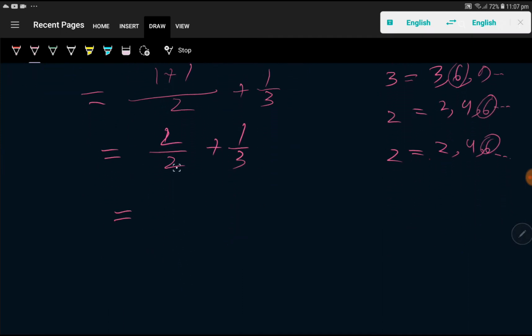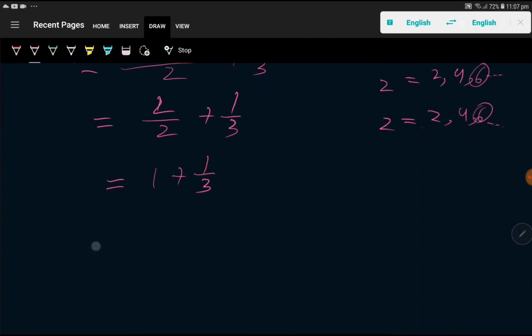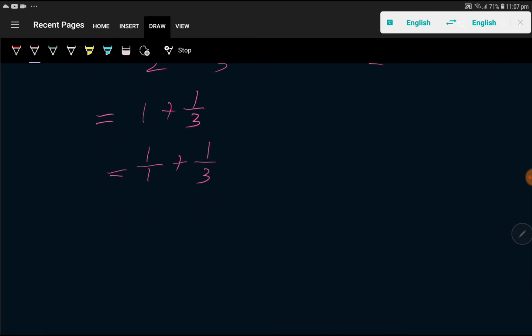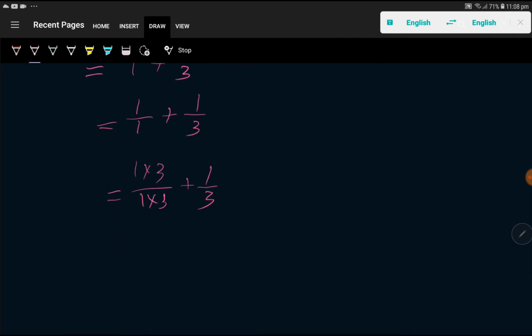So we are getting here, look, 1 plus 1/3, right? So to add these two numbers, look, I can rewrite this 1 as 1/1 plus 1/3, right? So here we have denominator 1, but here 3. So to get 3 here, what can I do? I can multiply here by 3, right? And this 3 must come to the top, right? Okay, so now we have 3 as the common denominator.